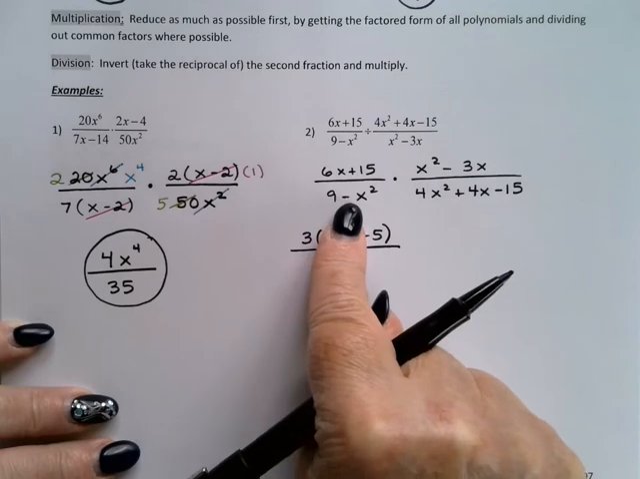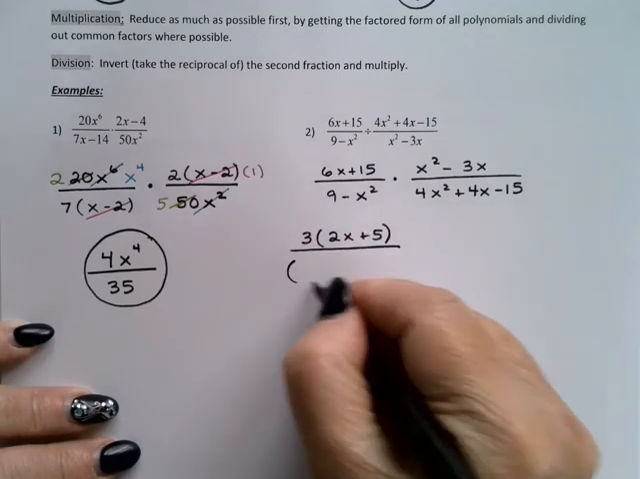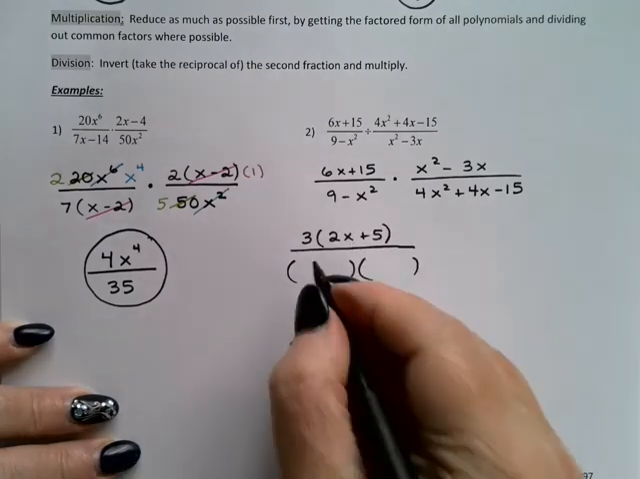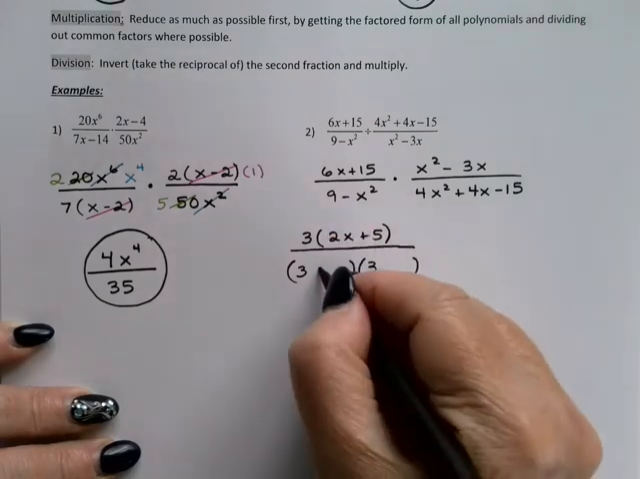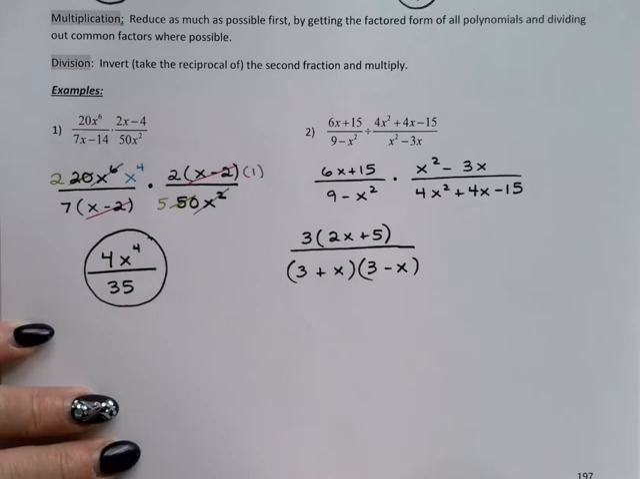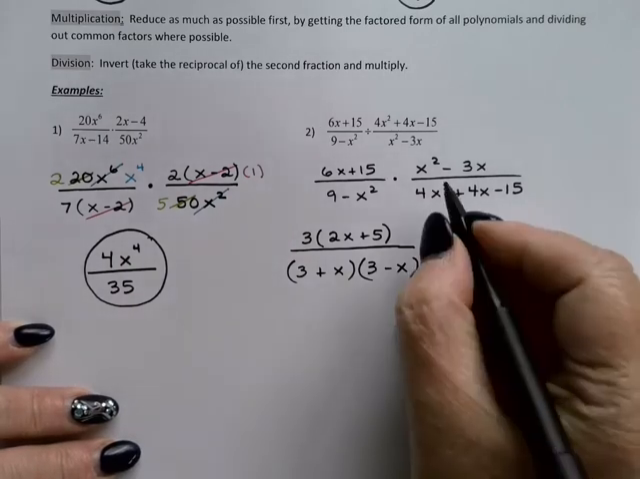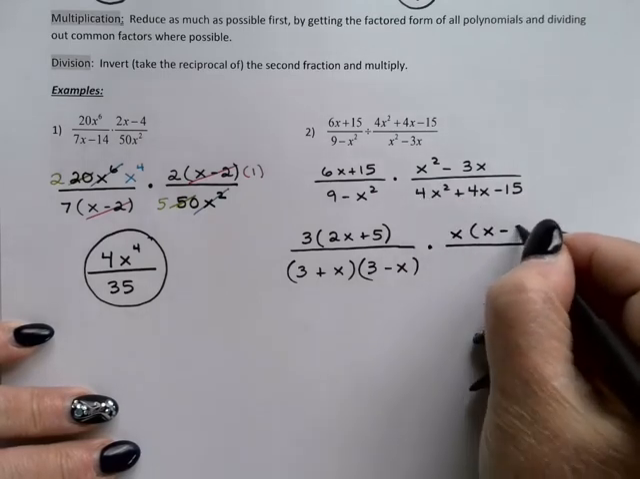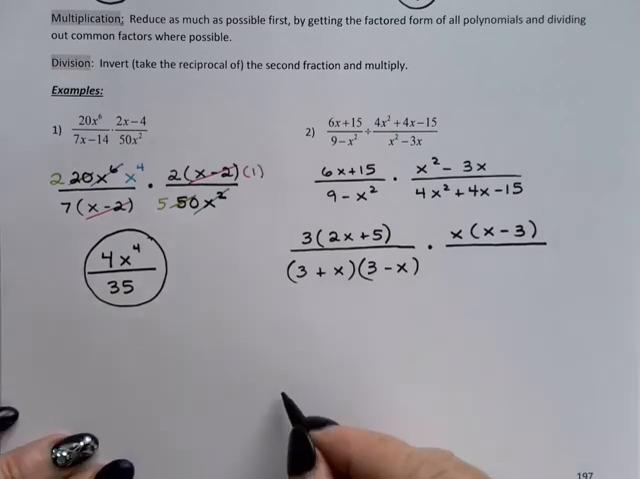And in the denominator, that's a difference of squares. Let's see, 9 is 3 times 3. And the minus x squared would be a plus x times a minus x. So 3 plus x times 3 minus x. Let's see, second numerator, I can take out an x. Makes that x minus 3. And then it looks like I am going to need a little scrap paper down here.